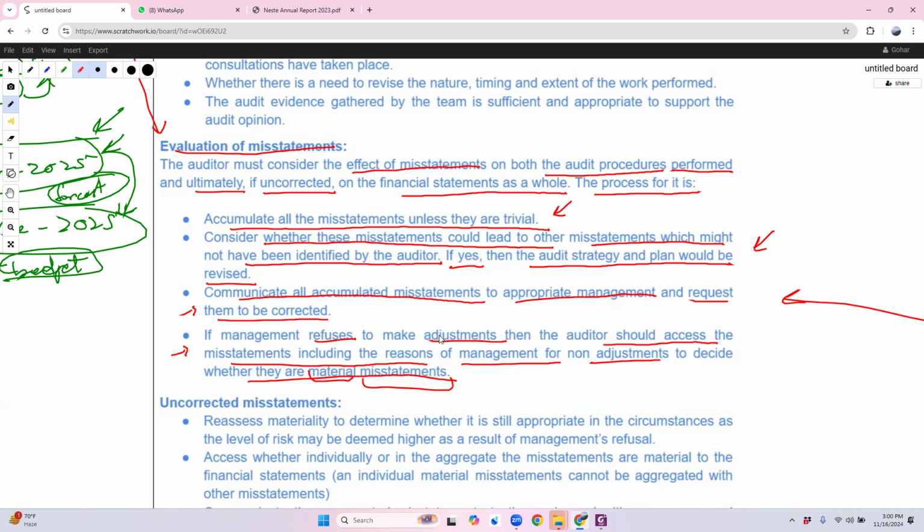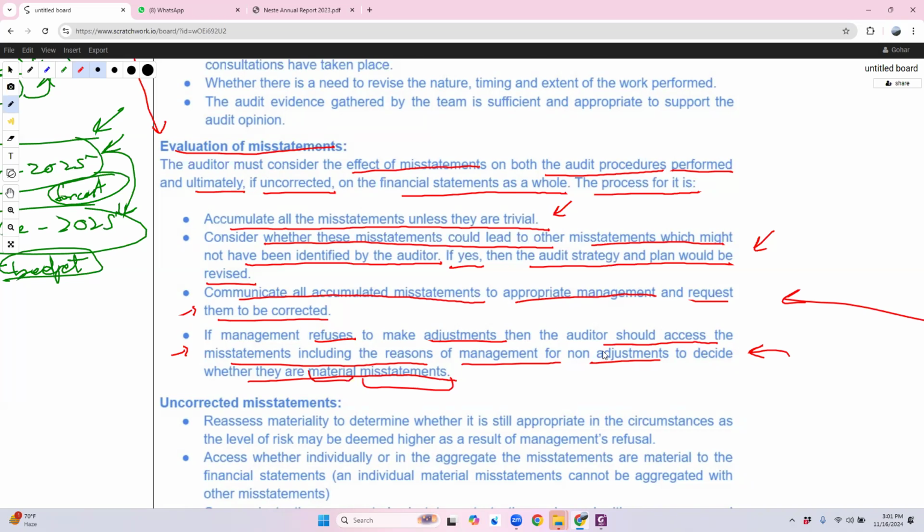This part is like the individual misstatements. They may not be material, but then when you add them together, they become material. So now you tell the management to change those individual misstatements. If they refuse to change one of them, that's when this happens. Yes, correct.